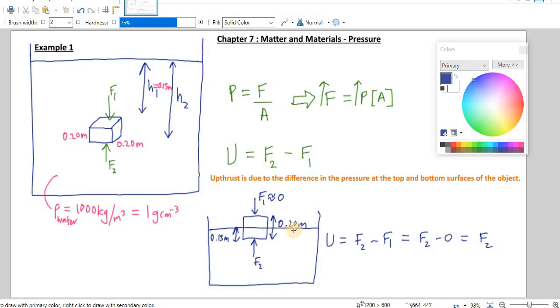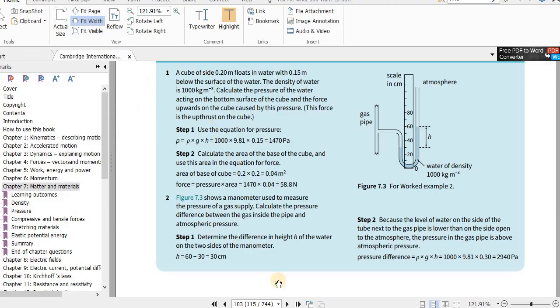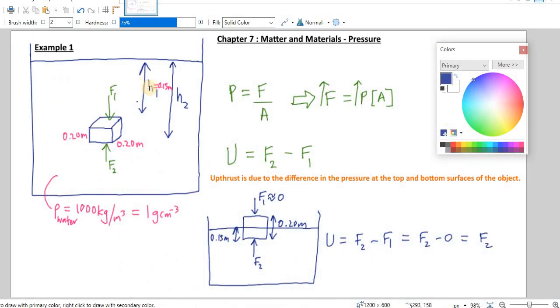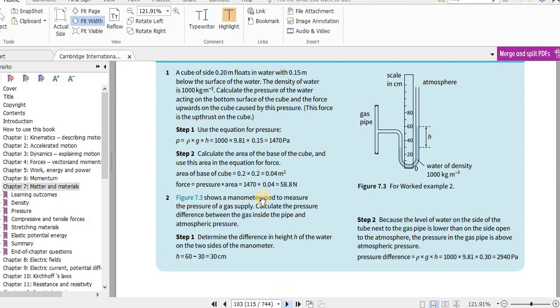And this is exactly what the textbook example is saying. The cube has each side 0.2 meters. Then it is below the surface of water by 0.15. So if we find the pressure at this depth, that will be the pressure exerted here. Now if we know the area here, then we can find the force F2, and that is exactly what is done here. We can consider it like a different example, but what the textbook is saying is this. So now what is happening here?